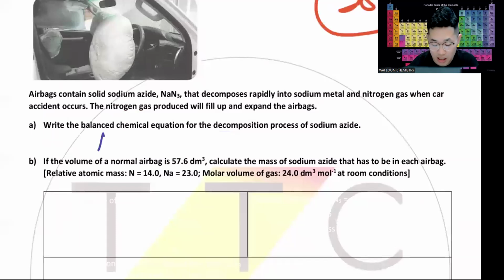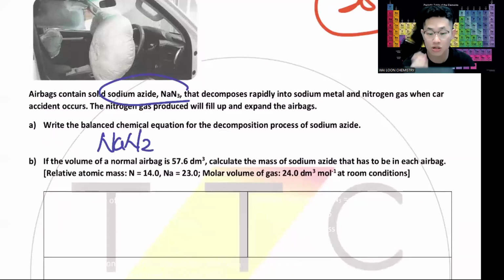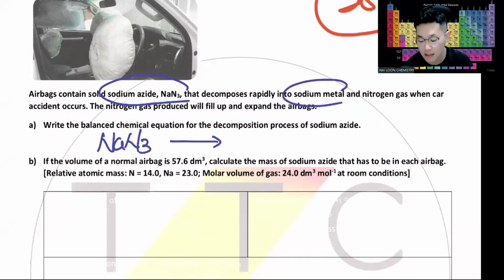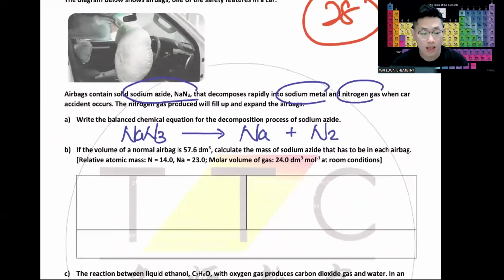So you just write it down. The formula is given. If there's something special, they will give you the formula. Decompose means break down, so straight away, arrow. They told you that it produces sodium metal and also nitrogen gas. Sodium, nitrogen gas. Okay, then we have to balance the equation.